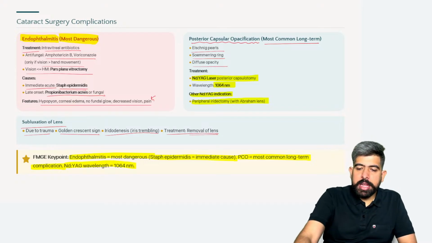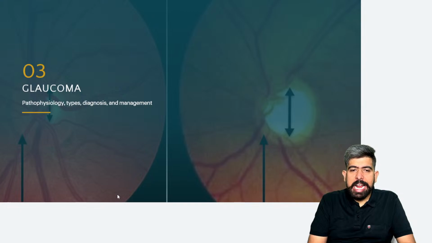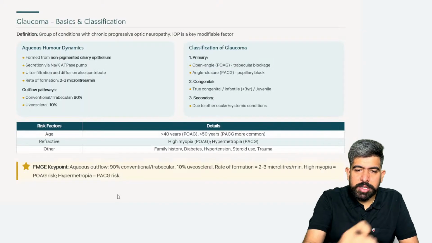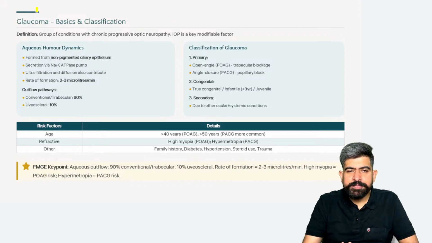Perfect. Chalo. Now, moving forward to the next topic, which is glaucoma. Again, we get questions on glaucoma every year. So we have to talk about the types of glaucoma, diagnosis of glaucoma, and the treatment also. These are the questions frequently asked.